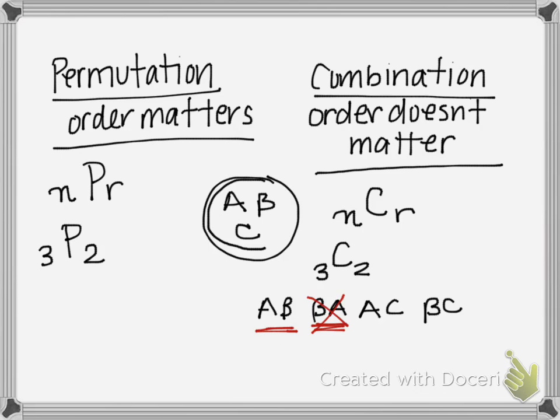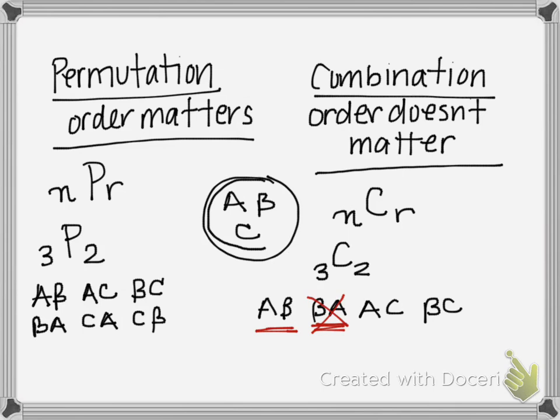And the permutation of 3 things taken 2 at a time would be AB. Now here, order matters. So if you look up here, it says order does matter. So in that case, I'm going to be able to say that BA is a different pair. And then I can go AC and say that CA is a different pair, BC, CB. So these pairs are different.